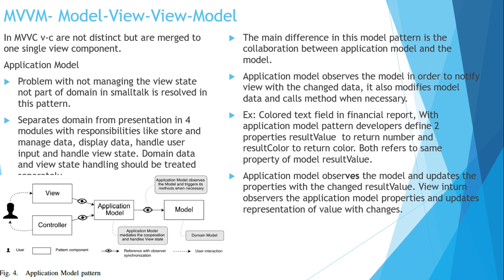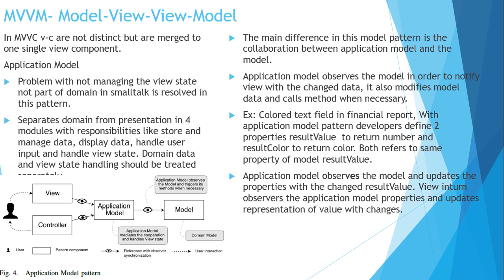The MVVM pattern separates the domain from the presentation in four modules, which are responsible for storing and managing data, displaying data, handling user input, and handling view state. The main difference from the model pattern is the collaboration between the application model and the model. The application model observes the model in order to notify the view of changed data. It also modifies model data and calls methods when necessary.